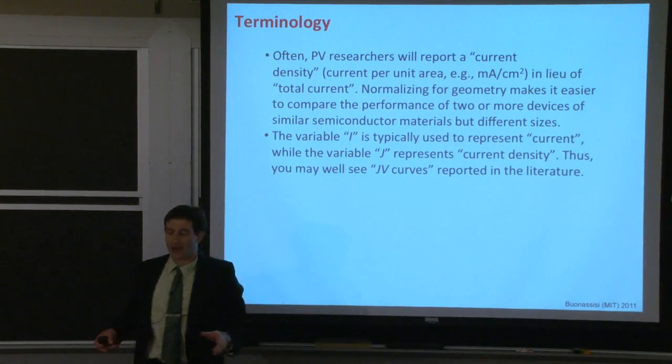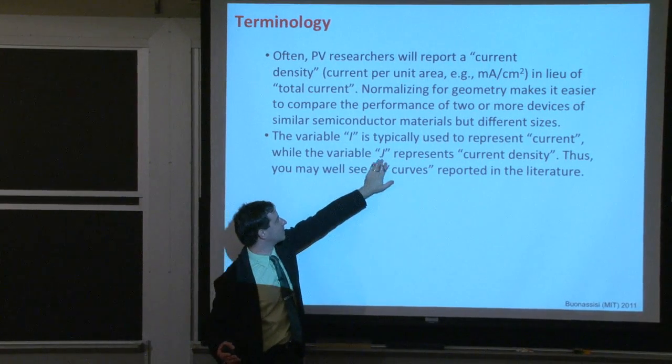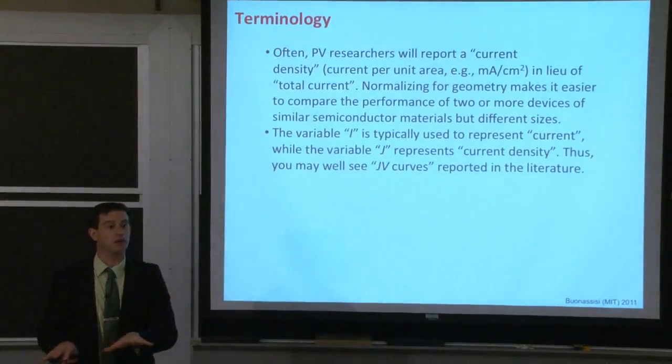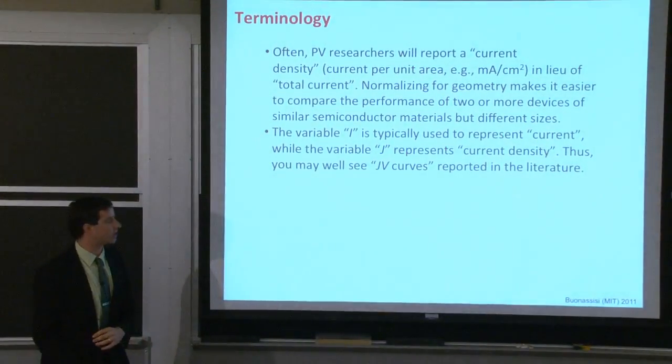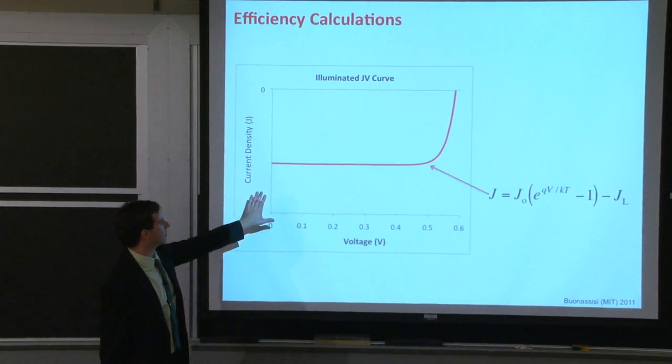Right, so if we're calculating power, we'll have to use I. We'll have to multiply I times V. But if we're just looking at one solar cell versus another, we can use J as a very convenient way of comparing one solar cell versus another. Cool. OK, so the illuminated IV curve looks something like this, right?